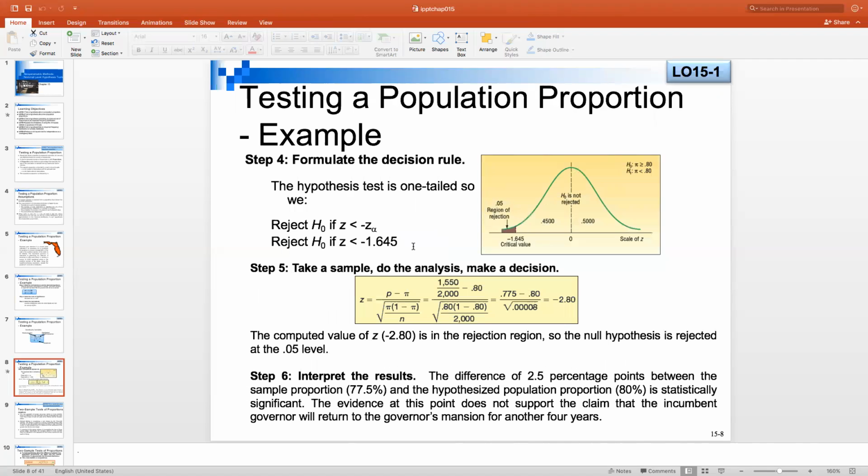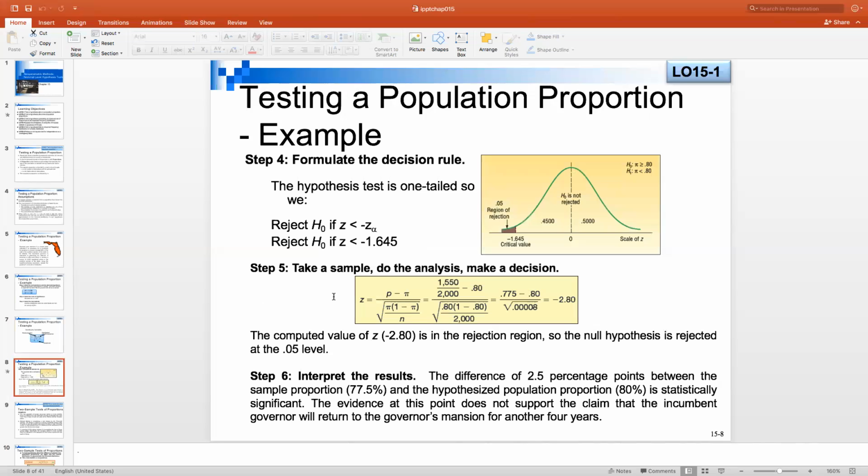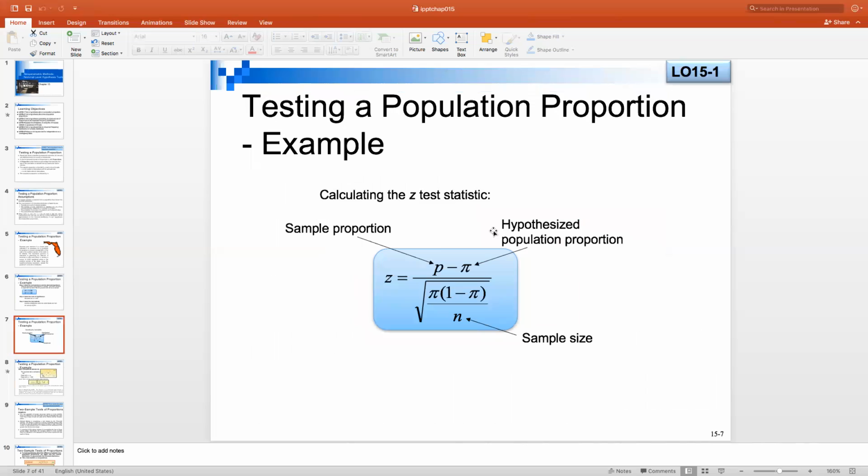Okay, so now we need a computed Z. And that's the new part of this. We need a formula for the computed Z, and here it is. Sample proportion minus the hypothesized population proportion. Okay, let's look at that first. Let's see what our math looks like. So here is our sample proportion, right? Remember that is our P, okay?